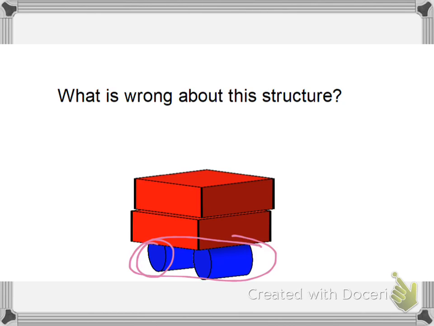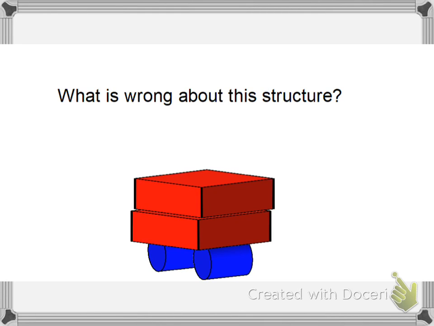Then at the bottom, I see that these are cylinders because each has one curved face and two flat circular faces. So I know that those two are cylinders. Now we have this question up here that says, what's wrong about the structure?